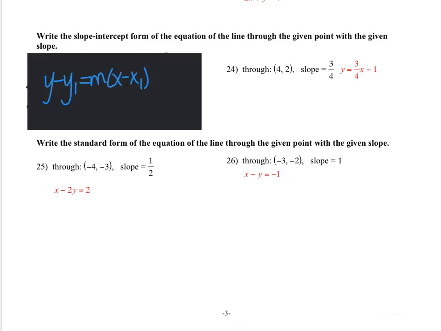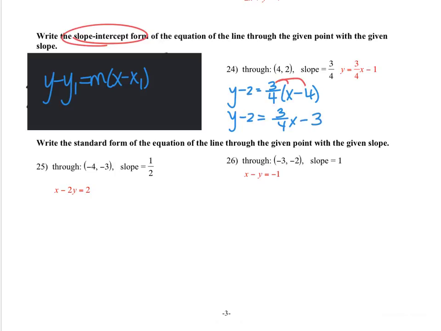Which means on this first one, on 24, I'm going to do y minus 2 equals 3/4 times x minus 4. And then we're going to need to distribute. So now we just need to pay attention to our directions, slope-intercept form. So that means I need to get y by itself. So I'm going to distribute: y minus 2 equals 3 over 4x minus 3/4. Those 4's are going to cancel, so that's just going to be minus 3.